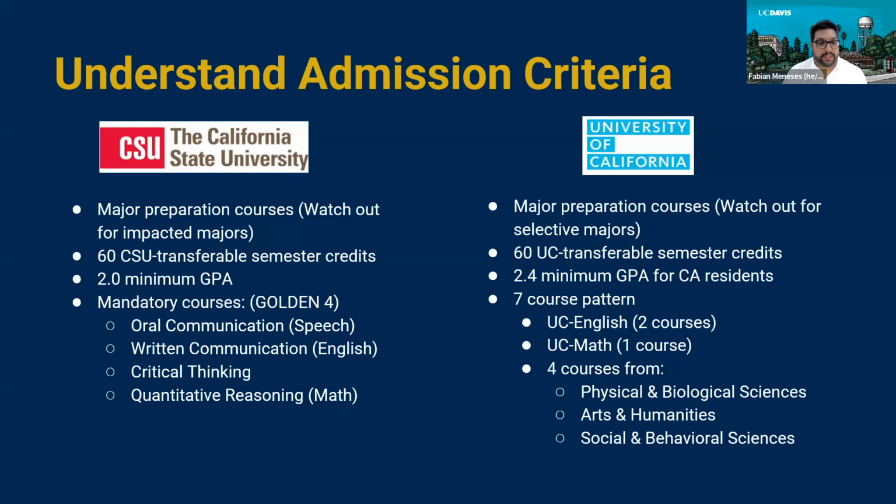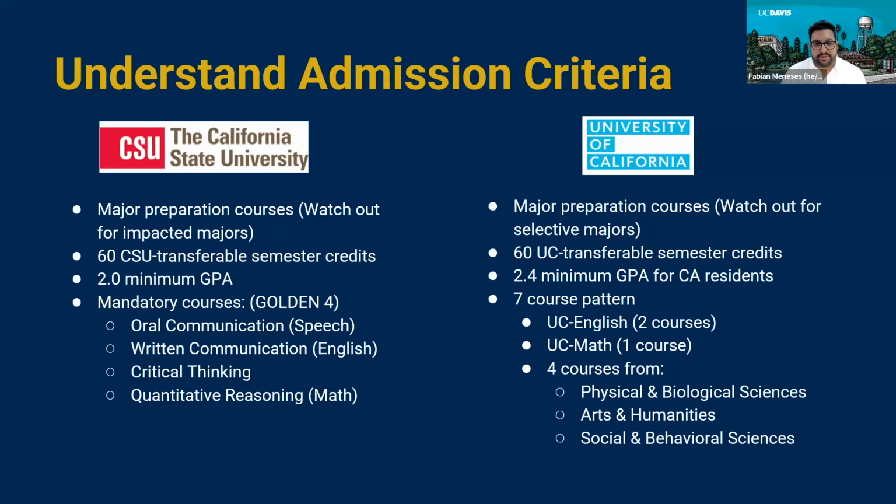So we want to put up the CSUs and the UC side by side because there's really a main similarity between these two institutions. As a transfer applicant, figuring out your major at each university you're interested in is the most important step. The most important step is to figure out what it is that you're majoring in. So watch out for terminology like impacted, selective, or capped.